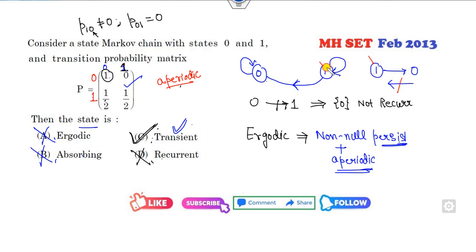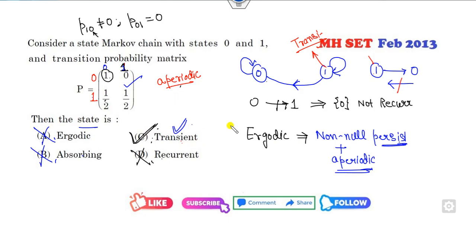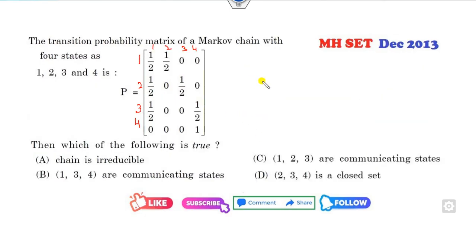So that means this one is my transient. Fine. So that's why C is my right answer. Okay, look at that. The chain is reducible. So I can draw the diagram first: 1, 2, 3, 4. 1, 2, 3, 4. I will explain this transient part also in a couple of examples. It will be asked here.